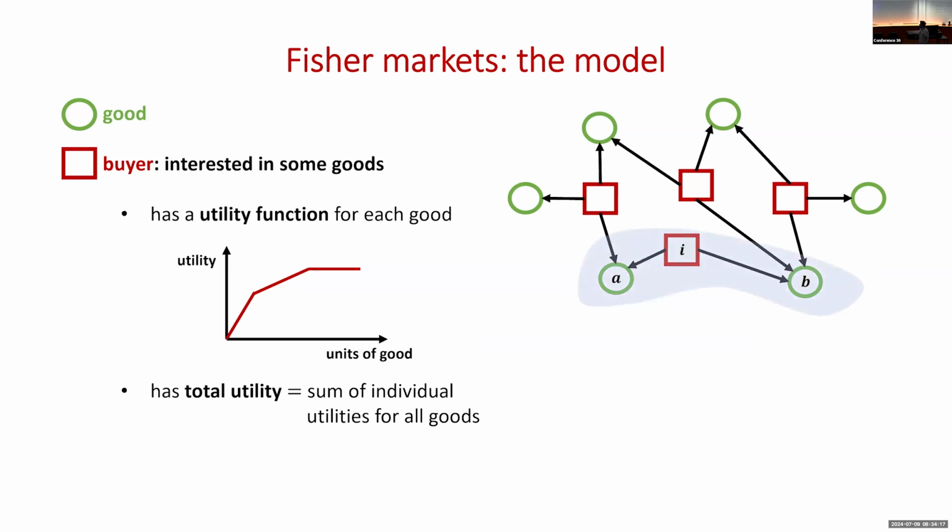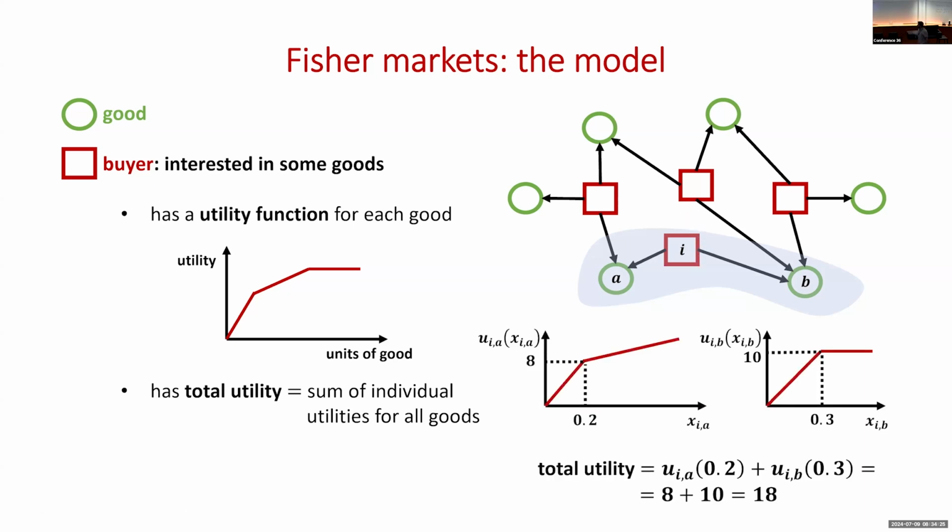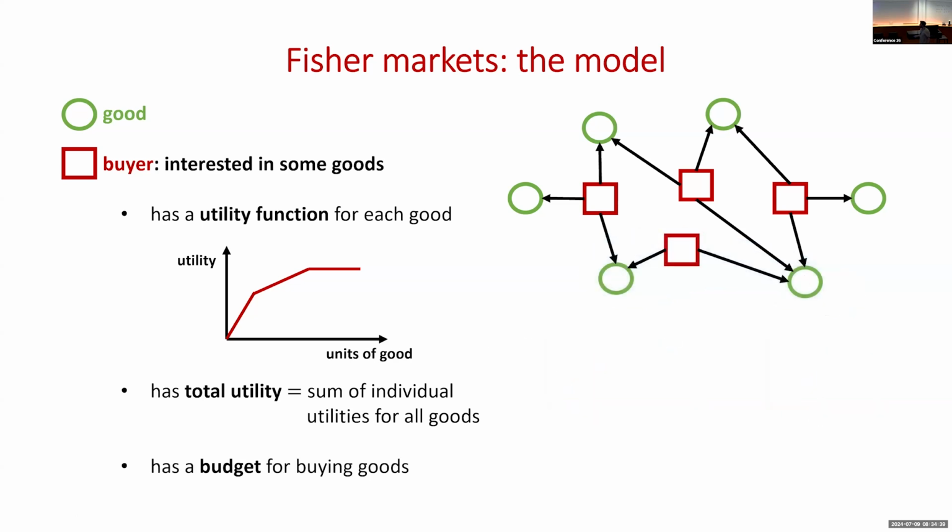So let's just do a very simple example to digest this. Let's suppose that we are focusing on this buyer and the goods that he's interested in. And suppose that these are the utility functions, one for each good. Then the total utility is this, given that he wants to buy 0.2 from this good and 0.3 from that good. Right? So it's the sum. Quite simple. And additionally, each of the buyers has a budget for buying the goods, right? So this is what we are given in the market: the utility functions of the buyers for the goods and the budgets.